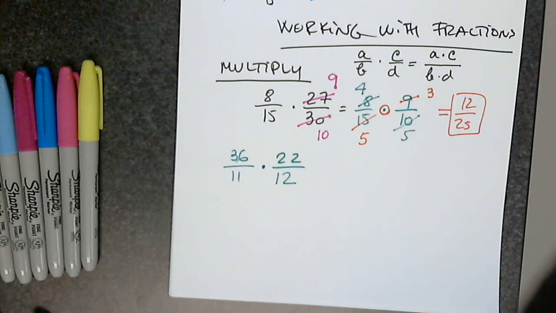Right. Also, I think it would be better to simplify the 11 with the 22 because they're both divisible. But it's okay. It's not a mistake.